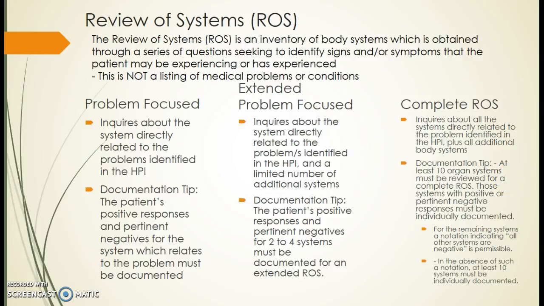Okay, so moving on, we have a review of systems. The review of systems is an inventory of body systems, which is obtained through a series of questions seeking to identify signs and/or symptoms that the patient may be experiencing or has experienced. This is not a list of medical problems or conditions. We are just trying to review the signs and symptoms that are associated with their chief complaint. So you have 3 types. You have the problem focused, and that inquires about the system directly related to the problems identified in the history of present illness or the chief complaint.